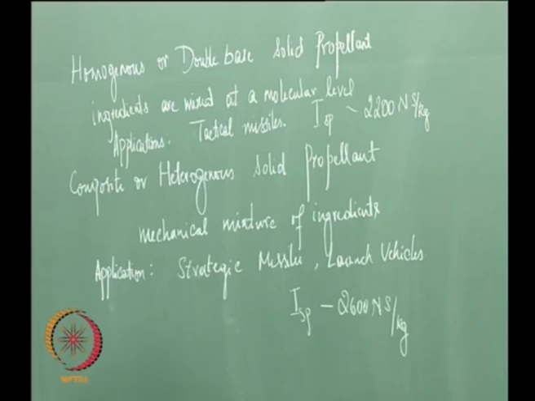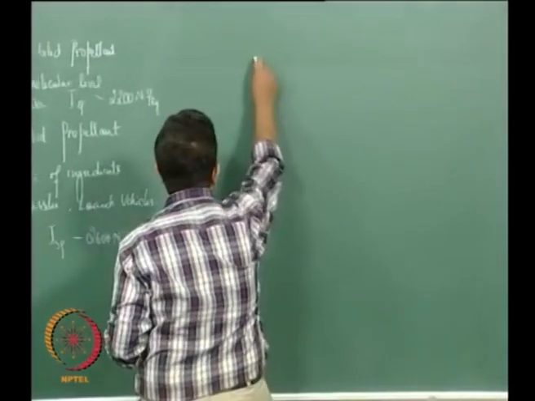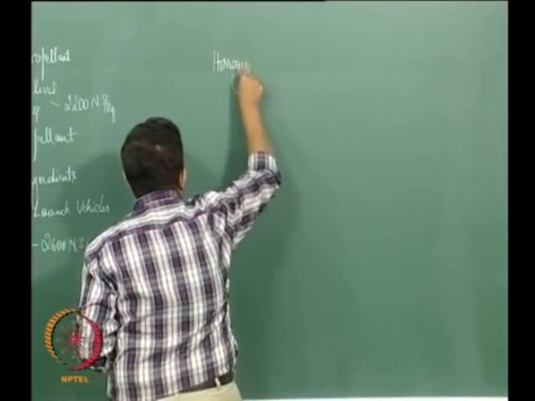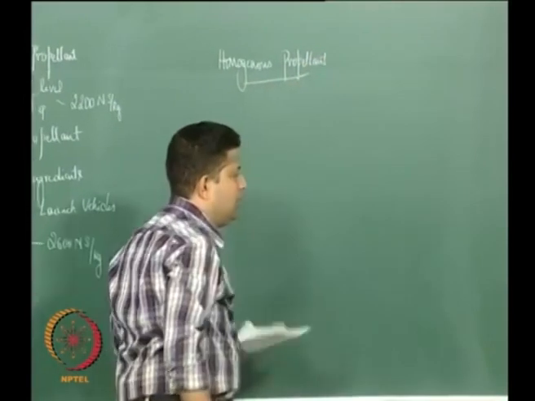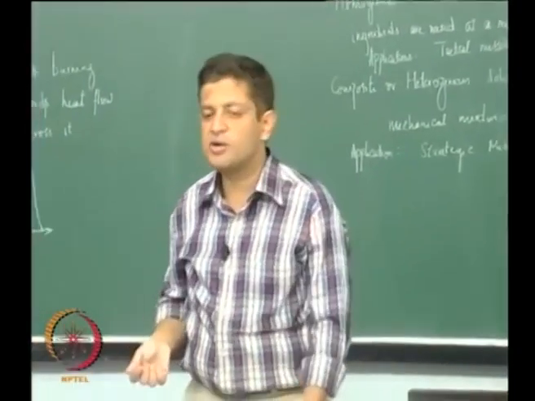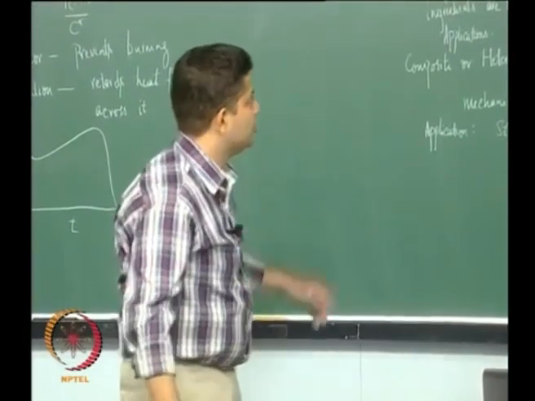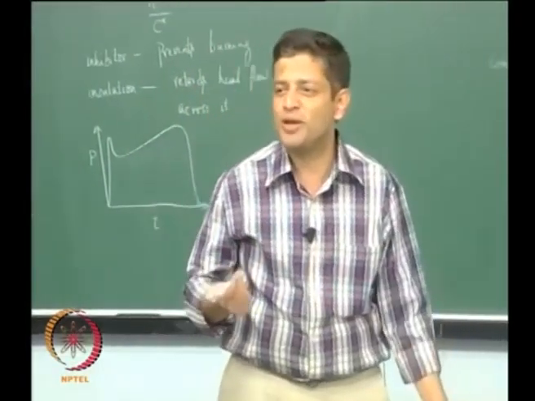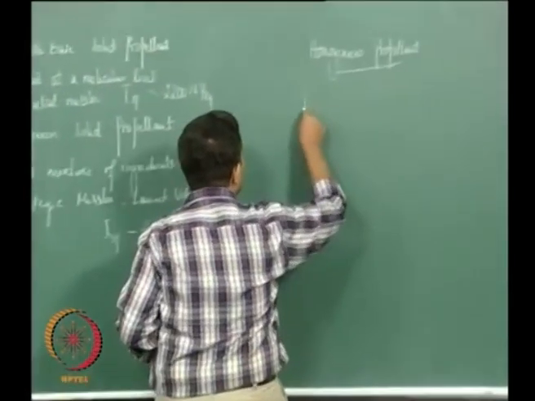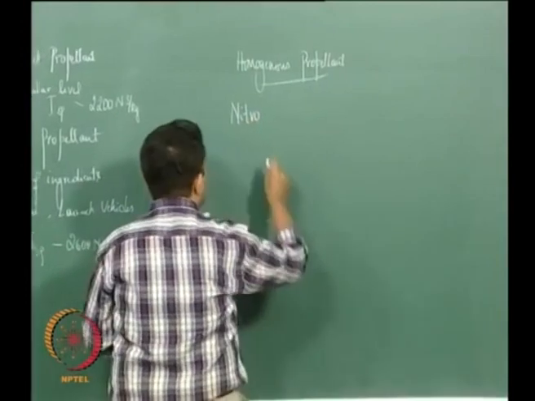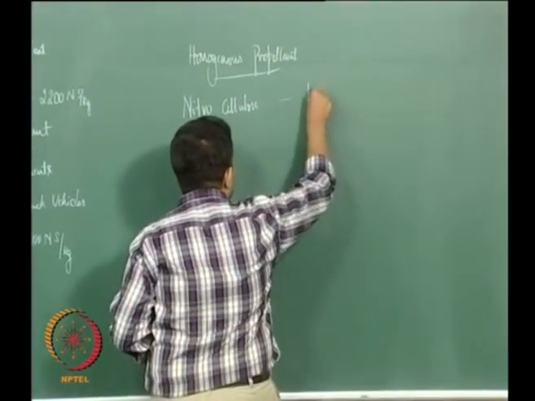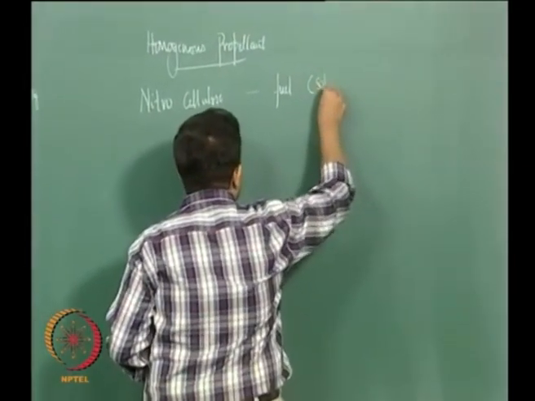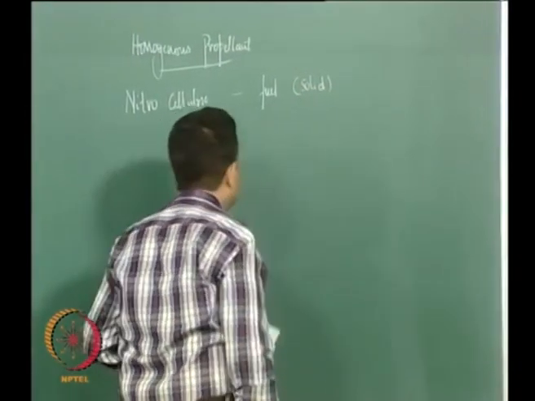Now let's look at these two propellants in a little more detail. Firstly, let us take up the homogeneous propellant. Now this has nitrocellulose and nitroglycerine in almost equal percentages, and that is why it is also known as a double base propellant, okay, because it has in a sense two bases. So here nitrocellulose, this is the fuel, and it is a solid and is a fibrous material.